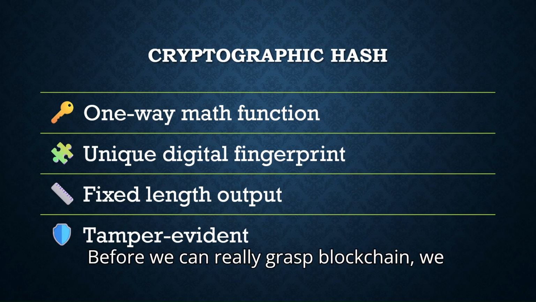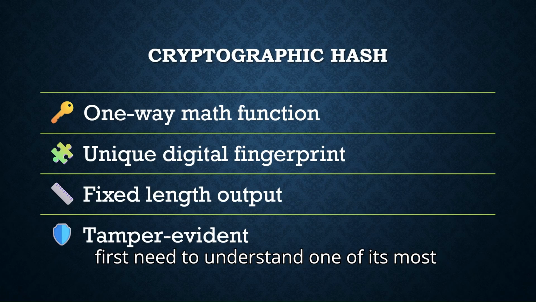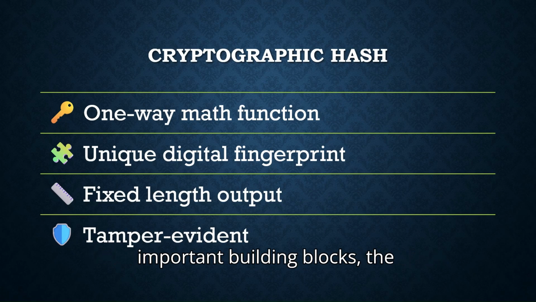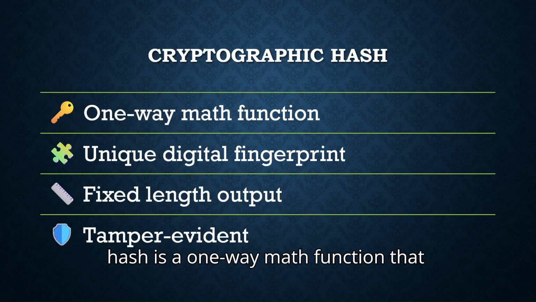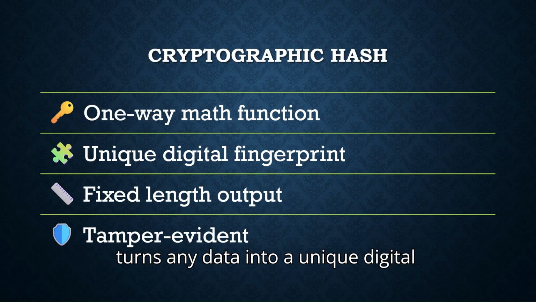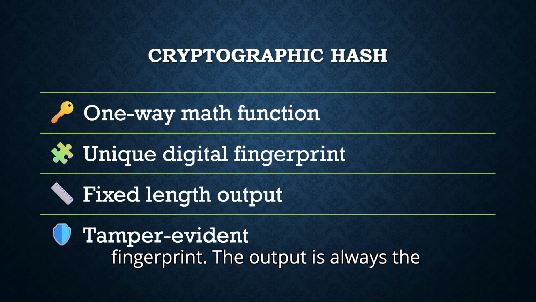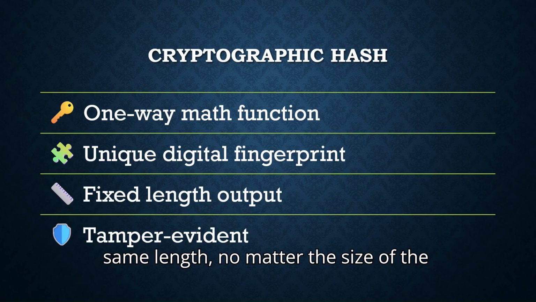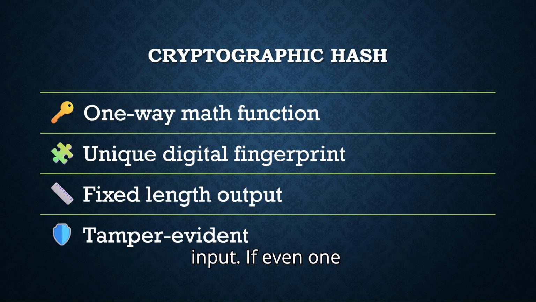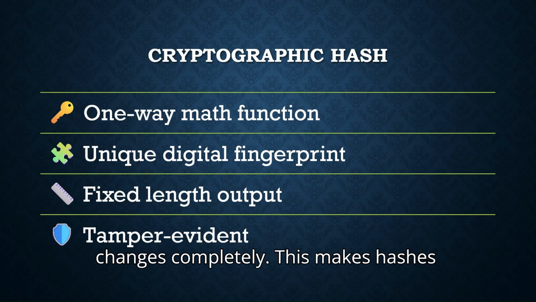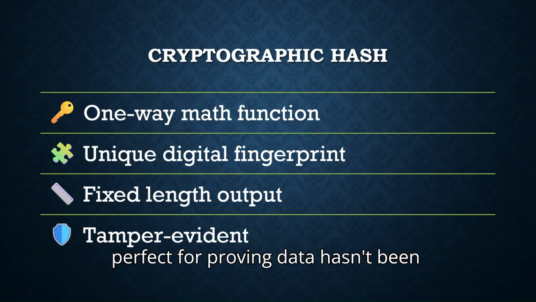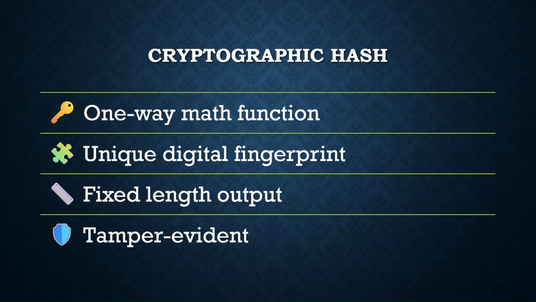Before we can really grasp blockchain, we first need to understand one of its most important building blocks, the cryptographic hash. A cryptographic hash is a one-way math function that turns any data into a unique digital fingerprint. The output is always the same length, no matter the size of the input. If even one character changes, the fingerprint changes completely. This makes hashes perfect for proving data hasn't been tampered with.